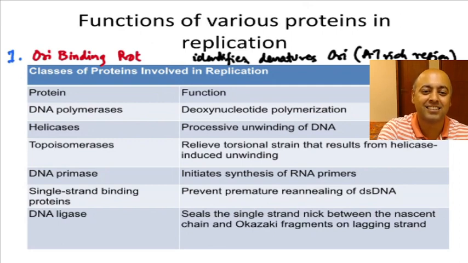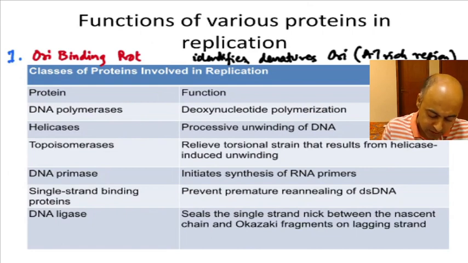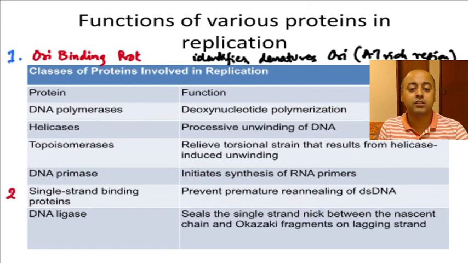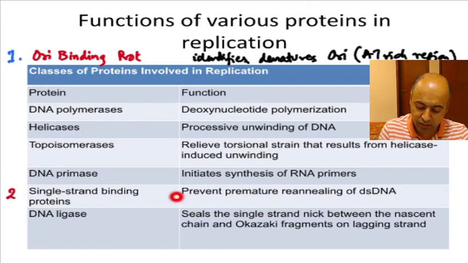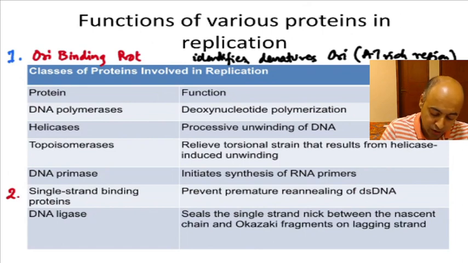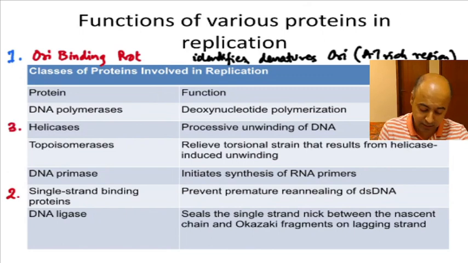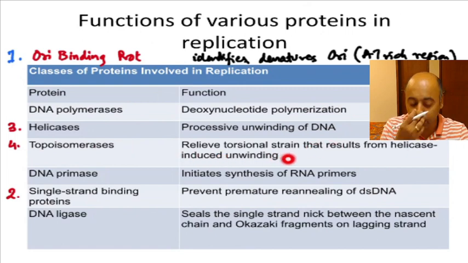Okay, this is number one. After that, we said there is the entry of the single strand binding protein, which will prevent the rejoining of the double-stranded DNA. After the action of single strand binding protein, there will be action of helicase. Helicase causes the unwinding of DNA, and in this function, it is supported by the topoisomerase. Topoisomerase will relieve the torsion strain that is coming as a result of helicase-induced unwinding.